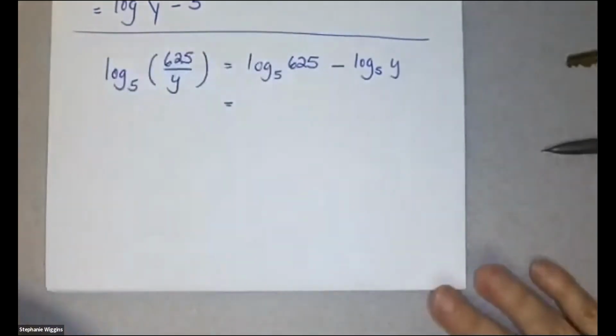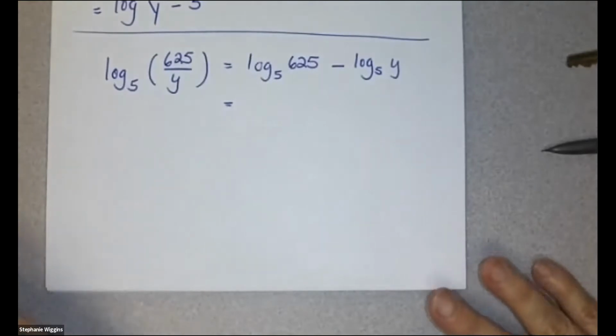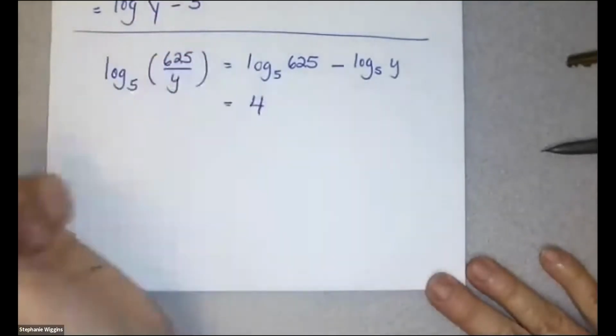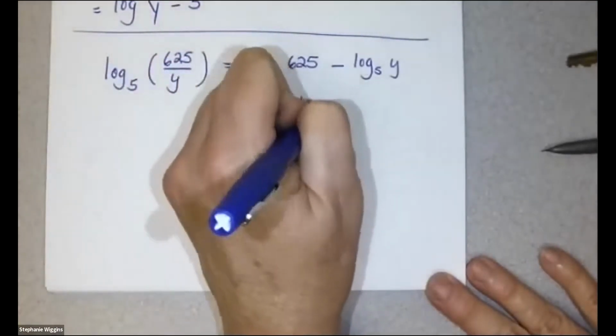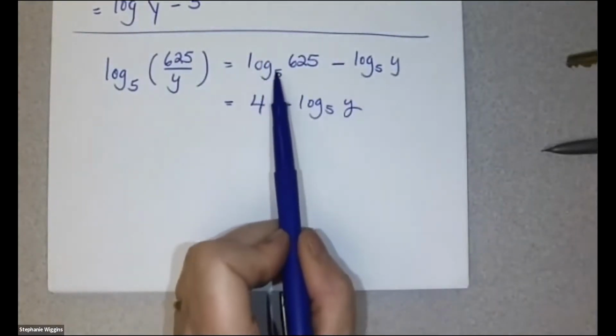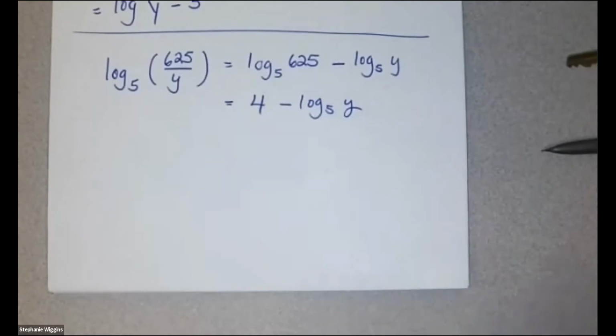So since logs are exponents, wait a minute, let me think. 5 times 5 is 25. Times 5 is 125. Yeah, that would be right. So 4 is the exponent. Just remember, logs are exponents. The base is 5. 5 to the 4th power is 625.